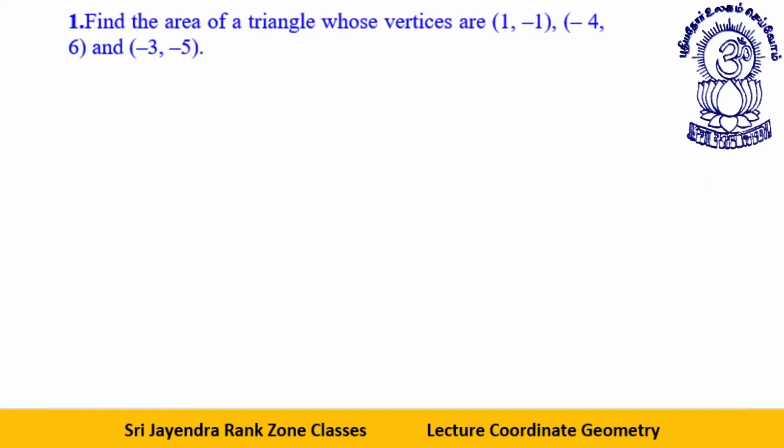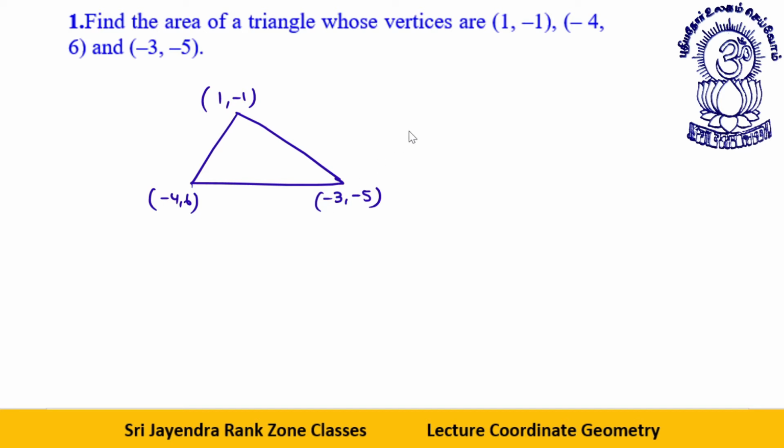Find the area of a triangle whose vertices are 1, minus 1, minus 4, 6 and minus 3, minus 5. We have to find the area of this triangle. See, let me just randomly take any 3 points to mark them x1 y1, x2 y2, x3 y3: 1 comma minus 1, minus 4 comma 6 and minus 3 comma minus 5. Now what will be the area? See, this is x1 y1, x2 y2, x3 y3, so it will be half.